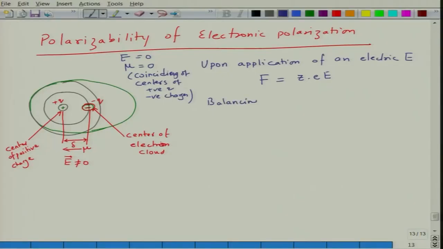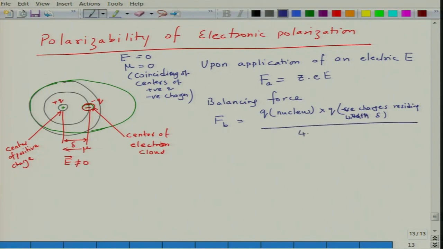So, this force is balanced by what we call the balancing force. Upon application of a field, this is F_A, the applied force. The balancing force, let's say, we write it as F_B. The balancing force is because of coulombic attraction between the positive and negative charges. And what will that be? That will be Q of nucleus into Q of the negative charges that reside within the distance delta, divided by 4 pi epsilon naught into delta square.